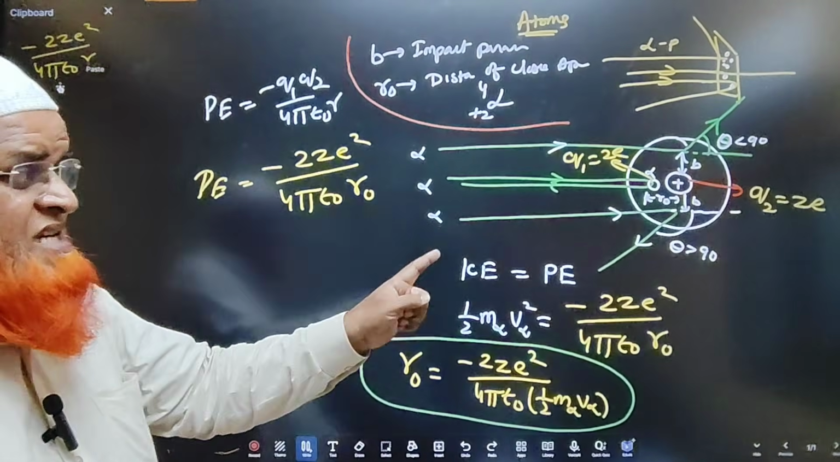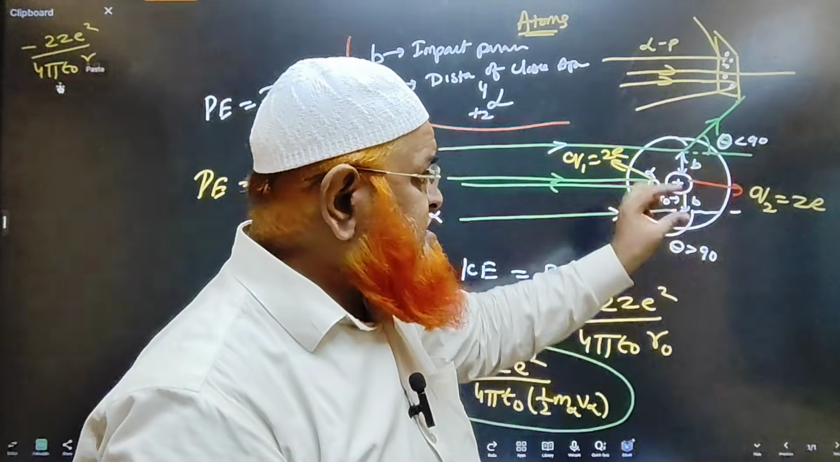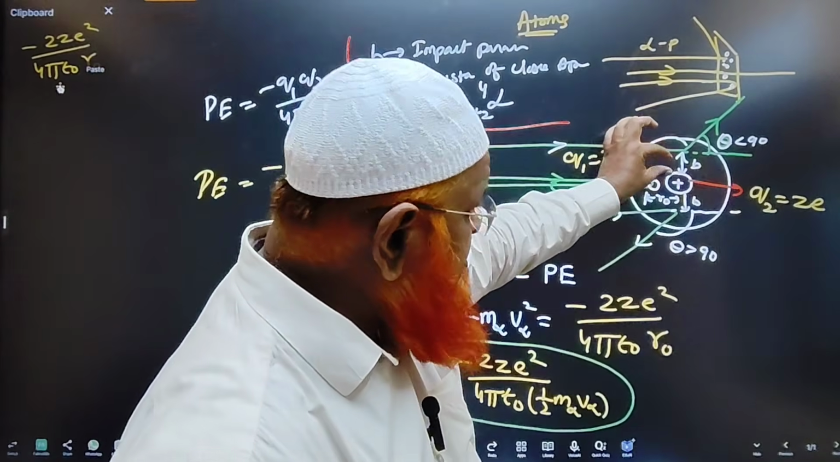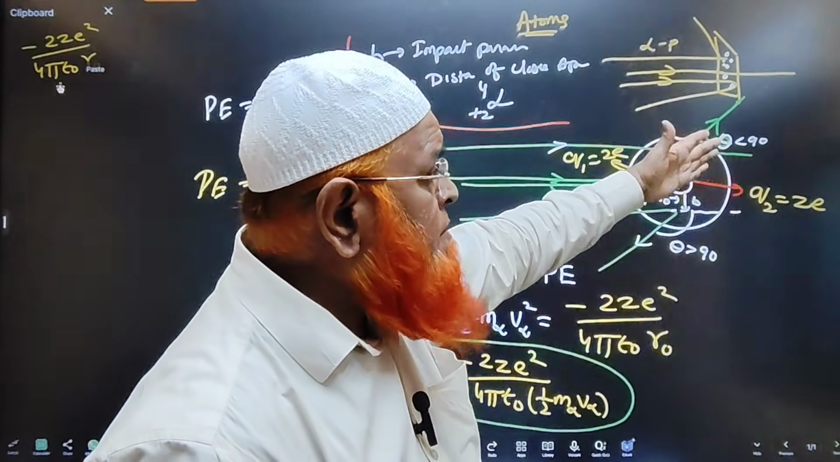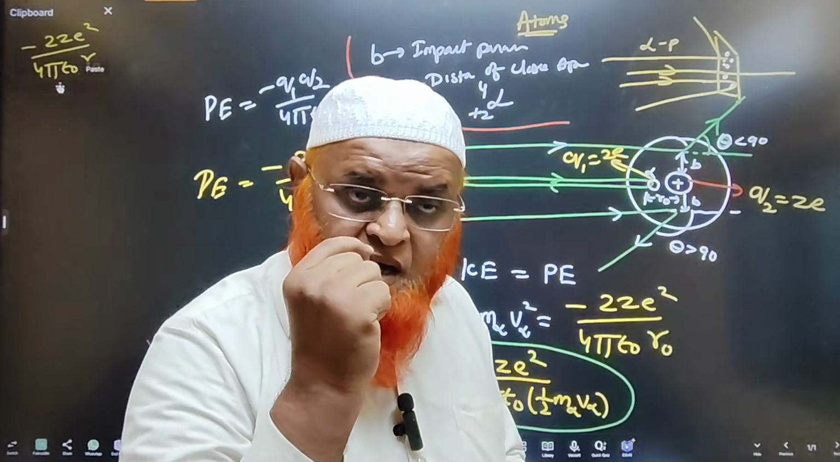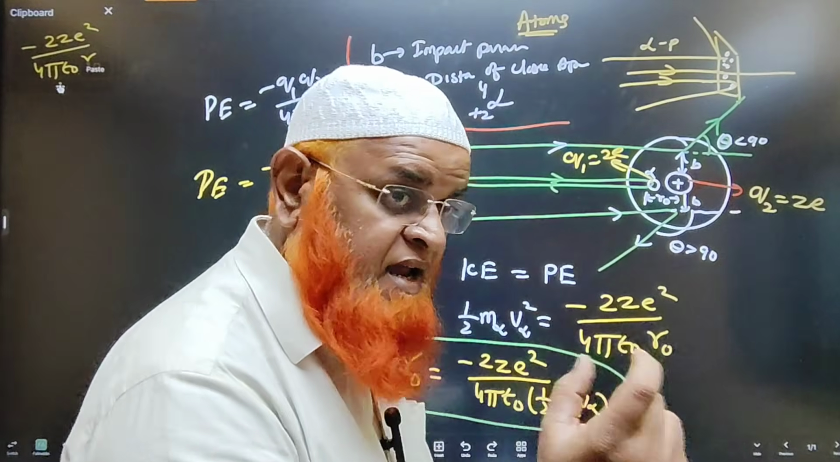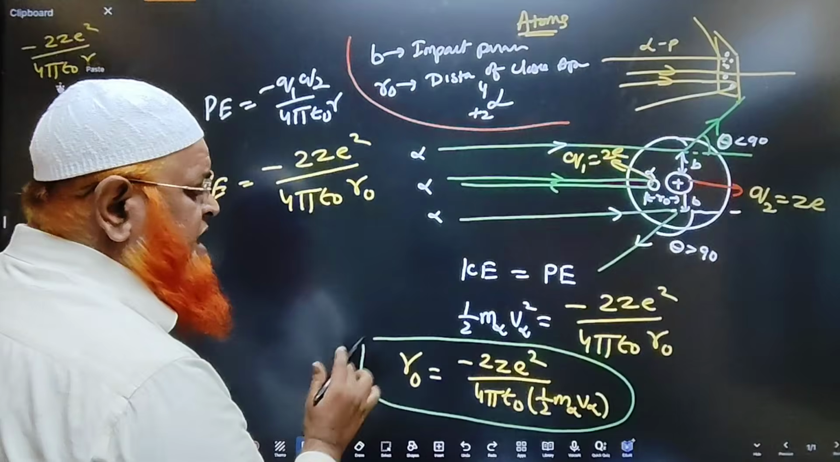Next, see, the distance of closest approach r naught is not going to change, whereas b may change. Any alpha particle coming very close may have a greater angle, and one going a little farther may have a lesser angle. That means the impact parameter depends upon the angle. Just remember that. So what is the formula for impact parameter?